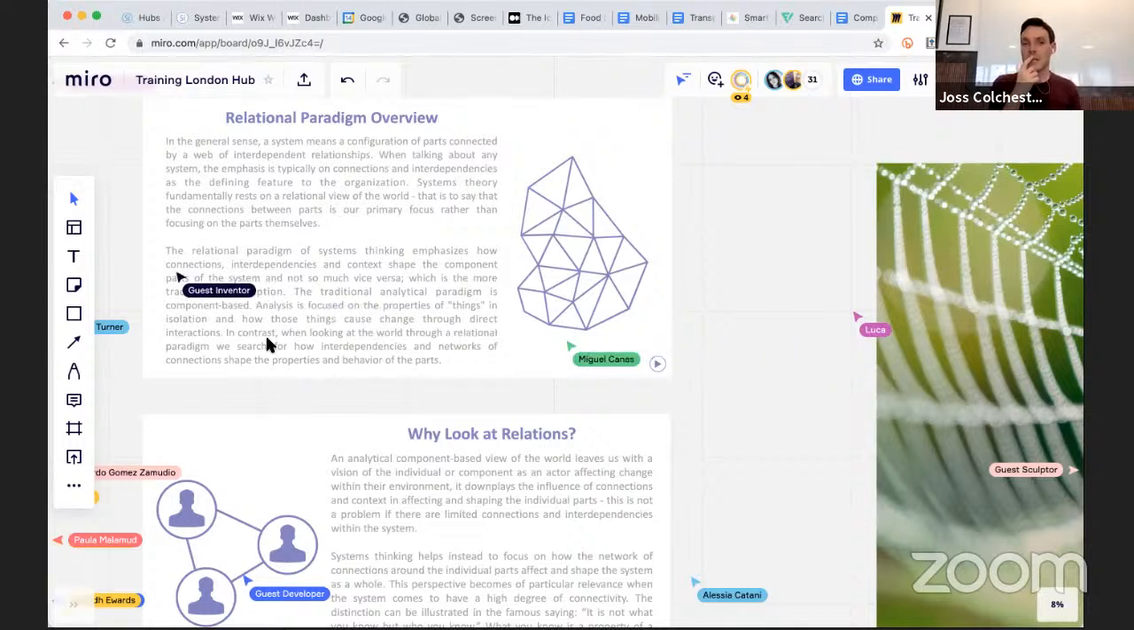That is to say, the connections between the parts are our primary focus, rather than focusing on the parts themselves. The relational paradigm of system thinking emphasizes how connections, interdependency, and context shape the component parts of the system, and not so much vice versa, which is not the traditional approach. So it's a lot about context, understanding that network, as I said, of interacting variables.